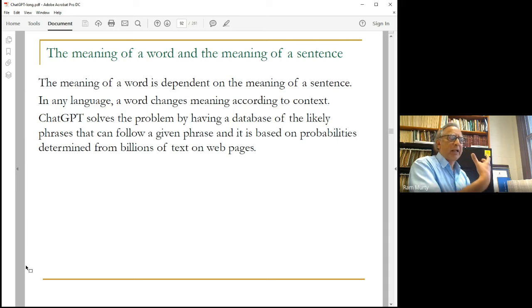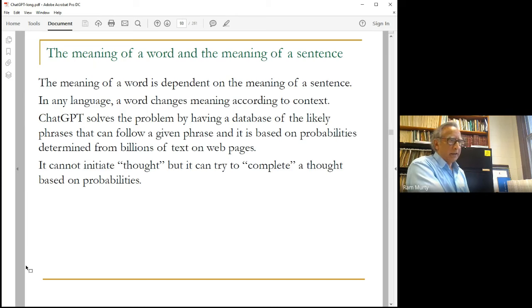So, first point that I'd like to make is the math behind ChatGPT uses probability theory in an essential way. I already told you that the keys on the typewriter are essentially phrases from the English language or whatever language. It can actually do many languages. Whatever, it already has these phrases. So it knows that this phrase is followed probably by that phrase, or it has several possibilities. And these possibilities are encoded by the probabilities. It cannot initiate thought, but it can try to complete a thought based on probabilities.